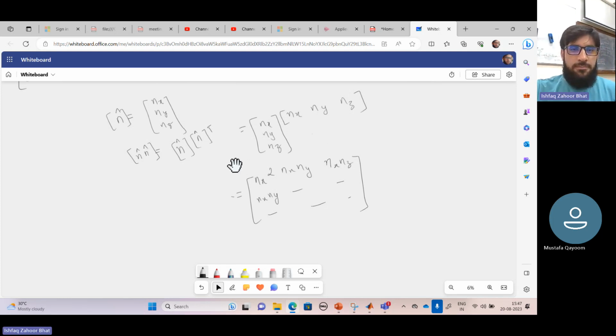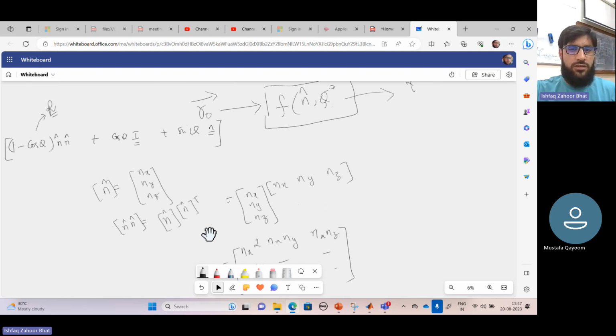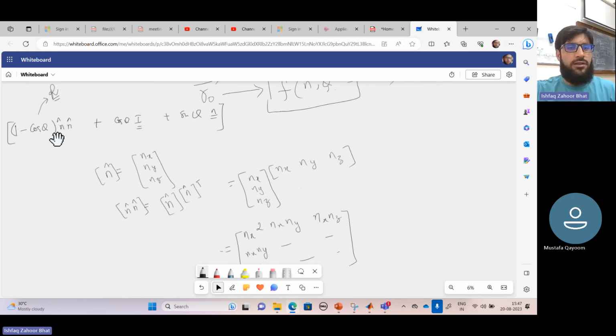So this is n n if you take it in matrix form or in MATLAB. And then there is this identity tensor. In matrix form, this is nothing but the identity matrix. So this is our identity tensor. And then there is this n, which represents the skew-symmetric matrix associated with n.